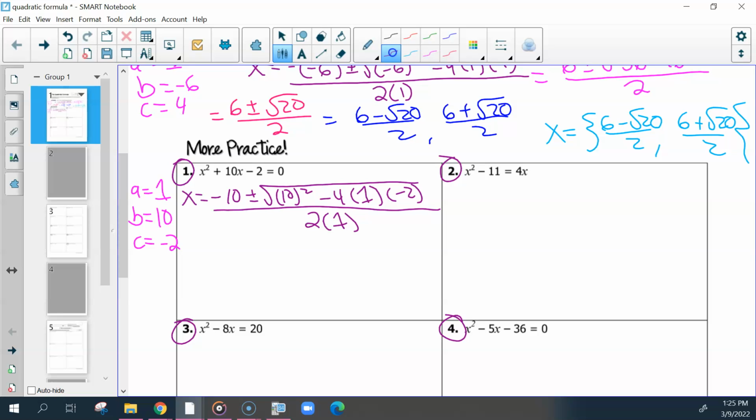Once you get the hang of this, if you want to start simplifying more at the same time, you could do that. What I mean by that is this.